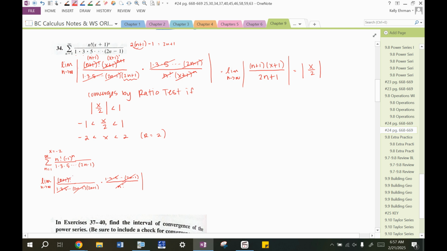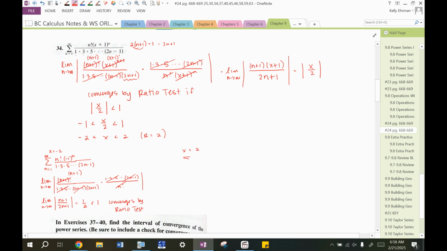n factorial and n plus 1 factorial cancel to n plus 1. So we're left with just the limit as n approaches infinity of n plus 1 over 2n plus 1. And that's 1/2. And remember, the ratio test in general says as long as you get something less than 1, then this series converges. So it converges by ratio test. So we are going to include the endpoint of -2. And then let's check to see what happens at 2.